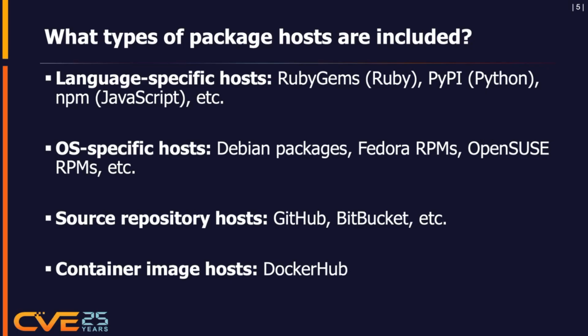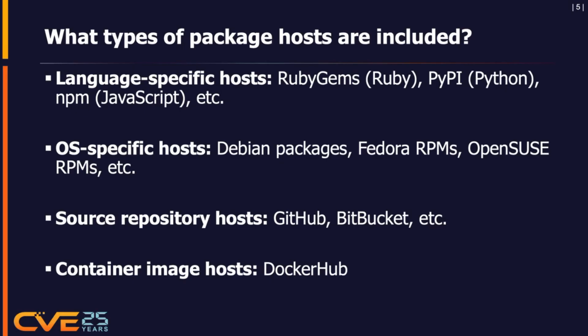Also source repositories like GitHub and Bitbucket, and then also container images. You can refer to things that are hosted on Docker Hub. There are more than just this list here, but these are kind of the 4 categories that are currently reflected within the PURL specification.